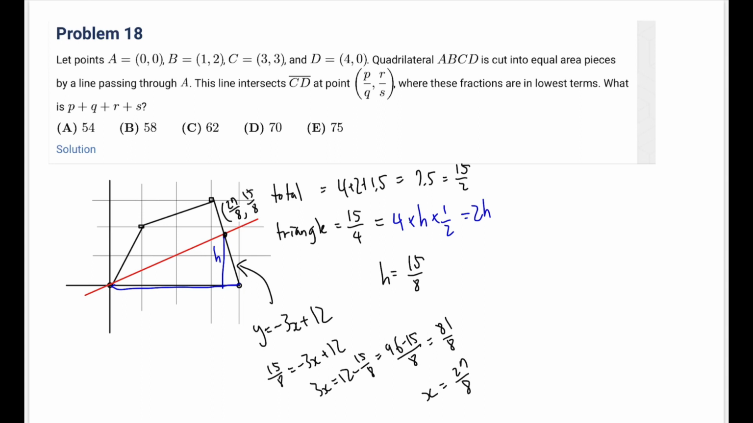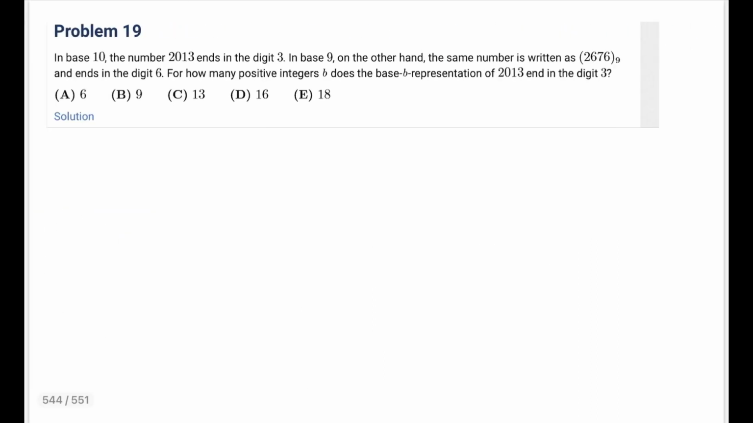What is P plus Q plus R plus S? So it's 27 plus 8 plus 15 plus 8. So this is 27 plus 8 is 35, plus 15 plus 8 is 23. This is 58. So the answer is B.